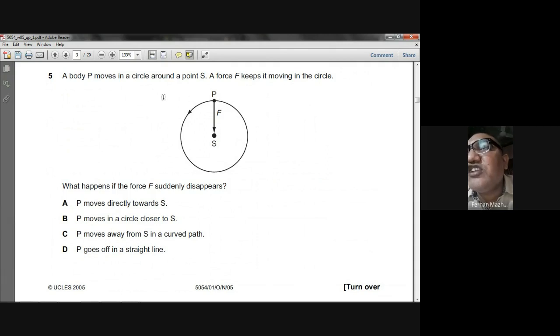If this is the tangent, the P will not move in the circle, it will go along its tangent. If this force F disappears, what will happen? If you draw a tangent here, the P will go along its tangent. So what happens if the force F suddenly disappears?